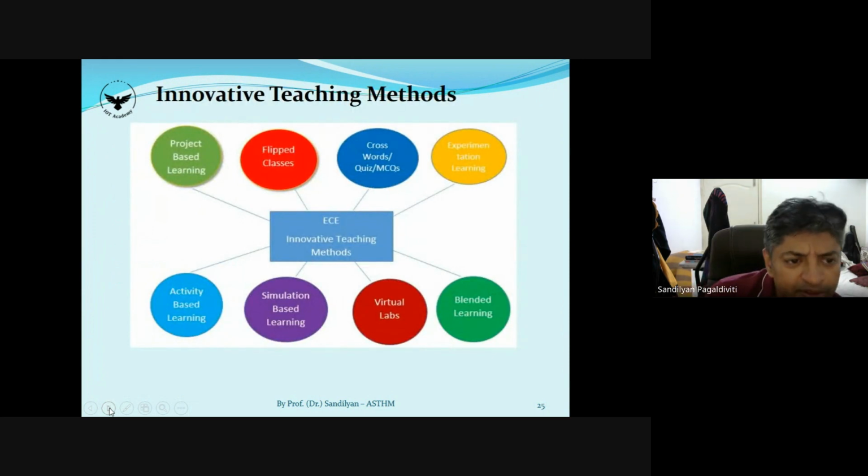Some innovative teaching methods I have listed here. Project-based learning, flipped classrooms, where students come prepared at home and you ask questions in the class. You could create crosswords, quizzes, MCQs, experimentation learning. You could have activity based, simulation, virtual labs, blended learning, anything.